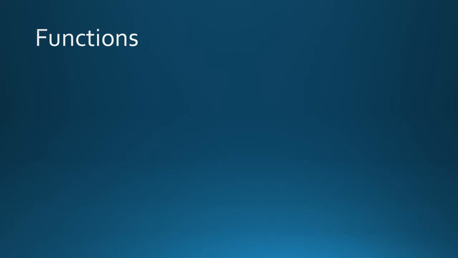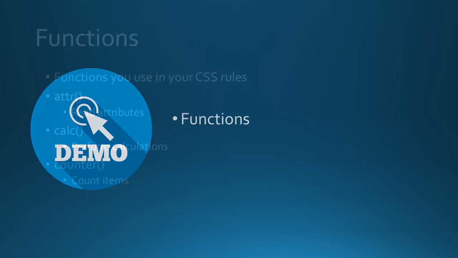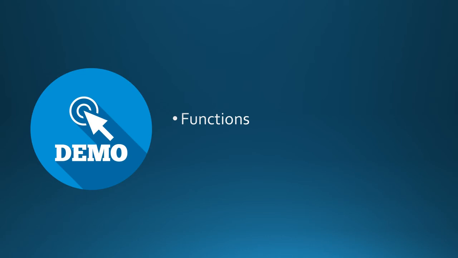There are quite a few new functions that CSS3 is adding, but not all of them are really widely adopted. I'm going to cover just some of the ones that are fairly well supported by most of the browsers today. Now, functions are things that you simply use within your CSS rules. We're going to take a look at the attribute function, which allows you to read attributes and then do something with that. Calc, which will help you perform calculations, usually on width or height or things like that. And counter, which allows you to count items. Let's take a look at using some of these new functions.